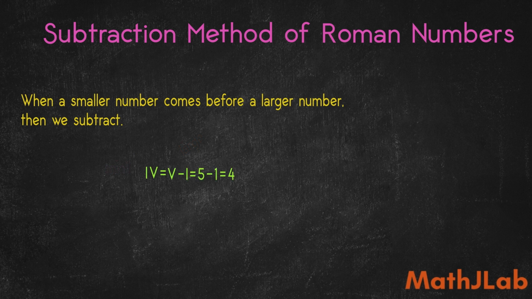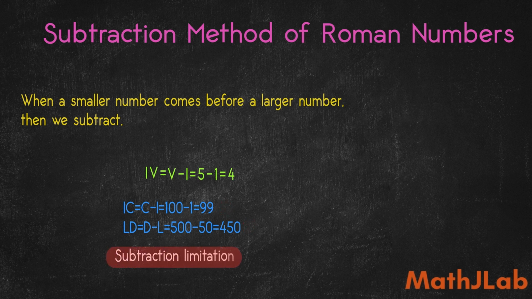minus 1 equals 4. If this is true, then IC equals 99, and LD equals 450, but these are not true, because the subtraction has limitations.